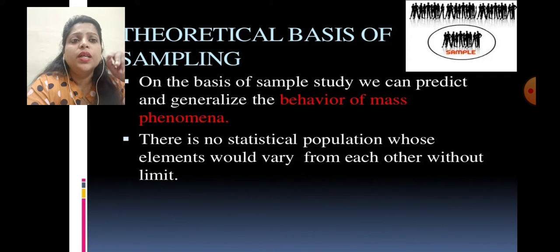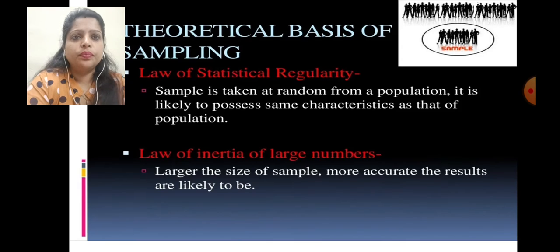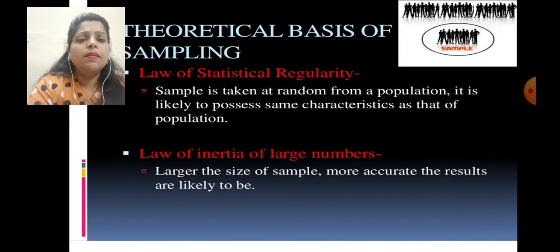Second point, there is no statistical population whose elements would vary from each other without limit. There is a limit for varying. So because of that, we can take the study in this way also. Now, theoretical basis of sampling: first is the law of statistical regularity, and second is the law of inertia of large numbers.